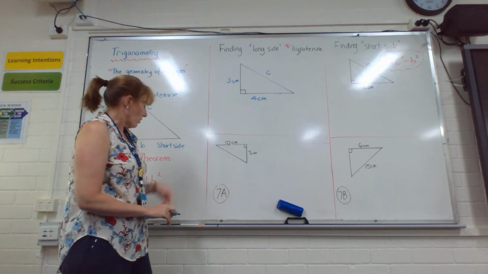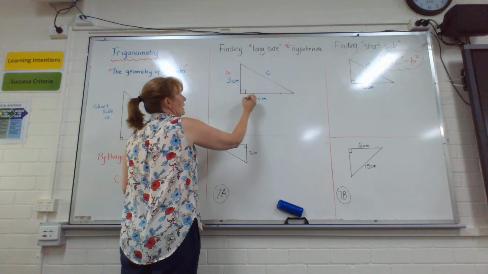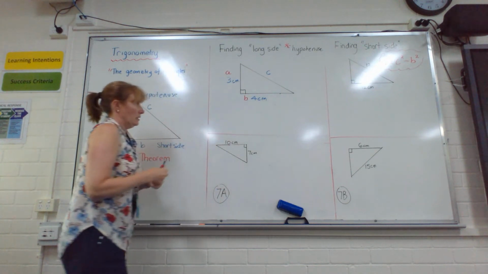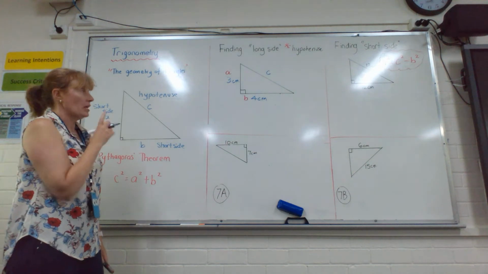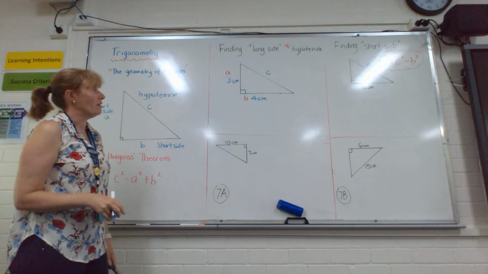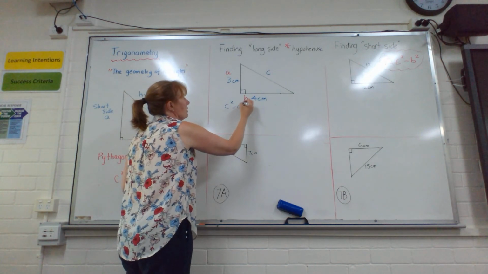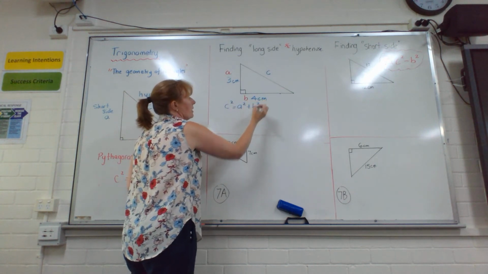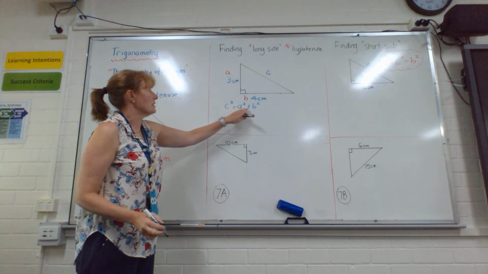Now I'm going to label those other two sides A and B. Again, it doesn't matter which one I make A and which one I make B. I need that for when I use Pythagoras' theorem. So my first step, and your first step in every question, will be to write Pythagoras' theorem: C squared equals A squared plus B squared. And then we'll substitute our values for each of these things.